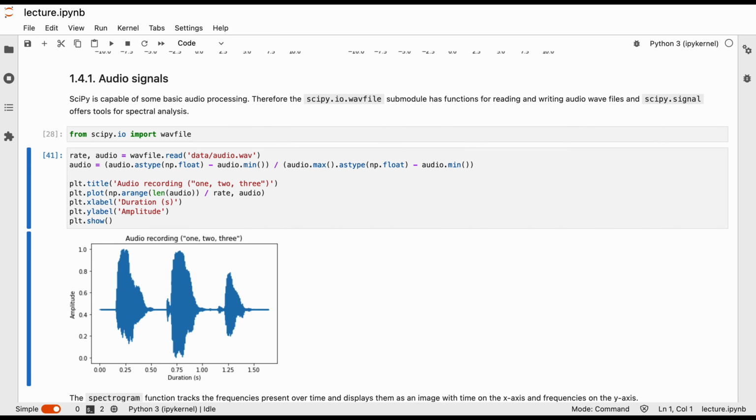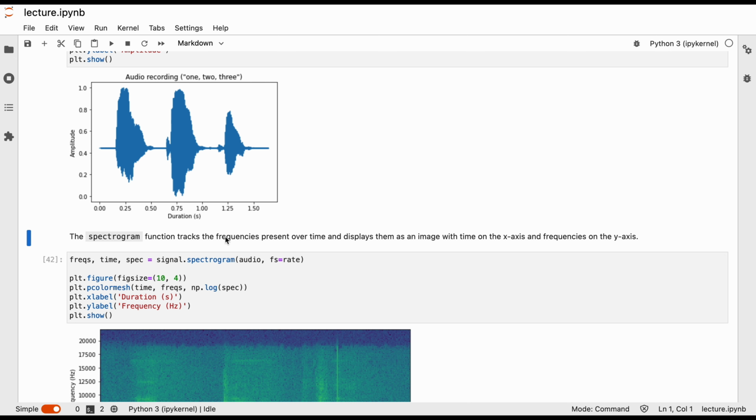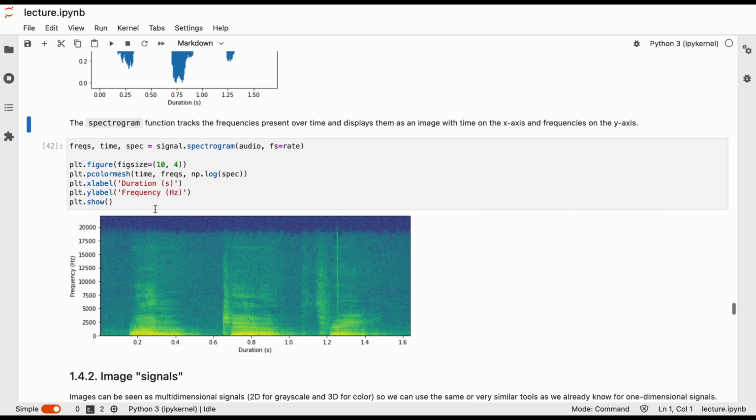Okay, next up are audio signals. And here we have a signal that's a recording of the words 1, 2, 3. And one very common function of audio analysis is the spectrogram. And when we apply the spectrogram function to an audio signal, that will tell us the intensity of every frequency over time. And this information is represented as an image.